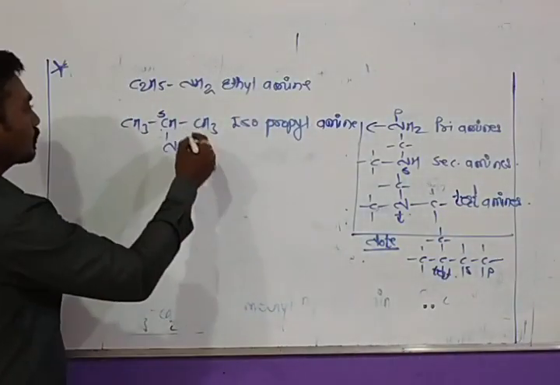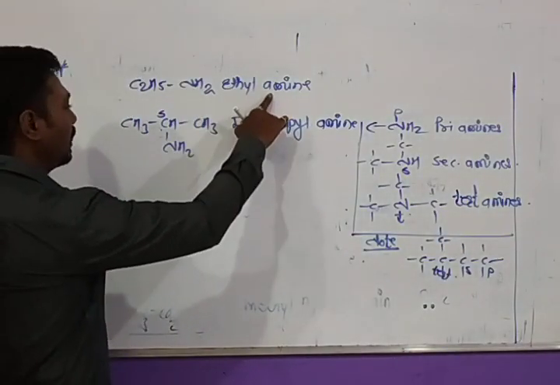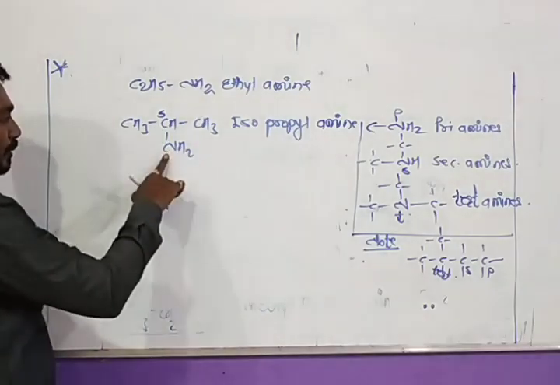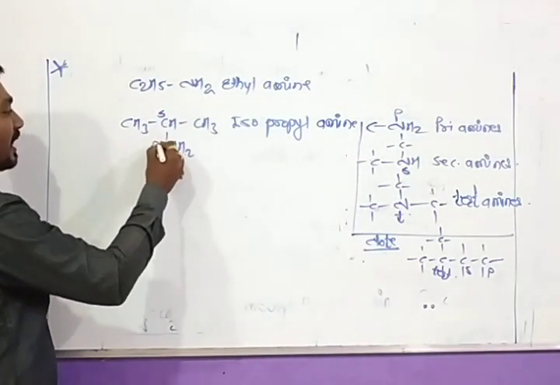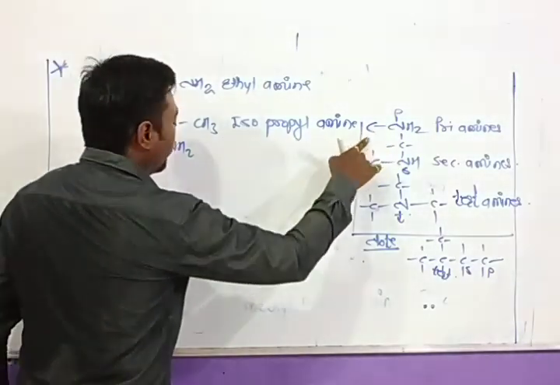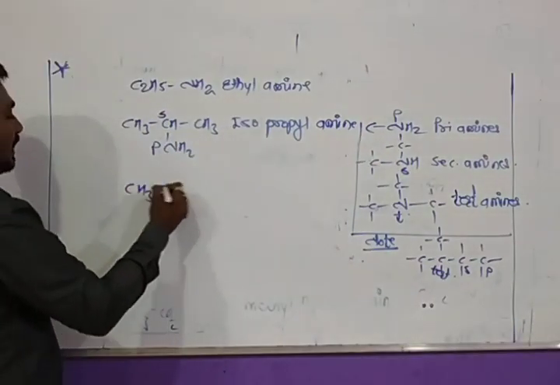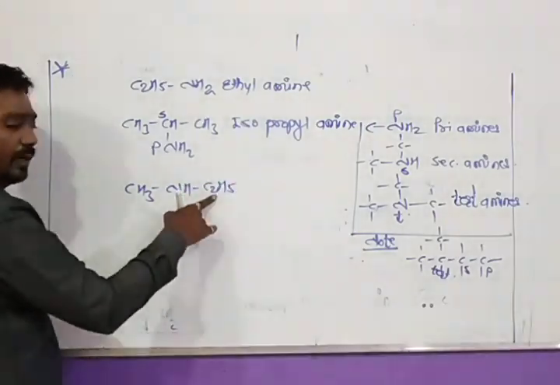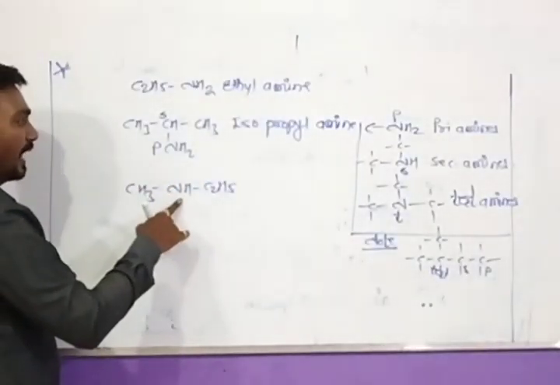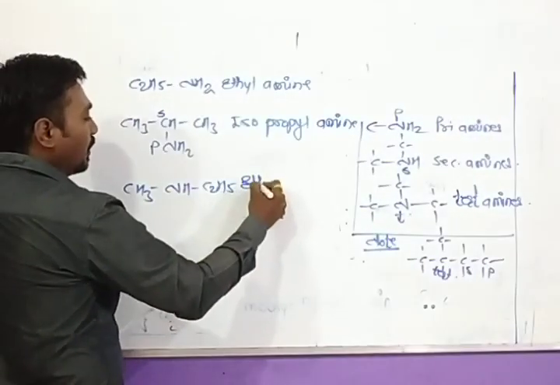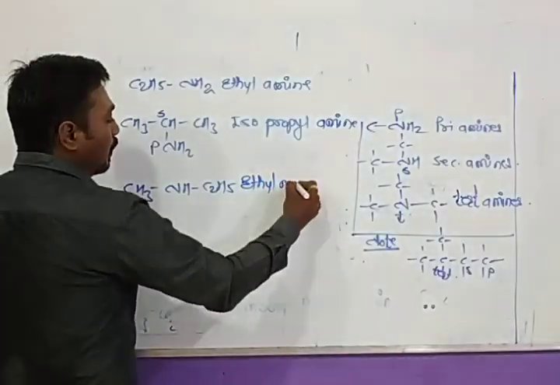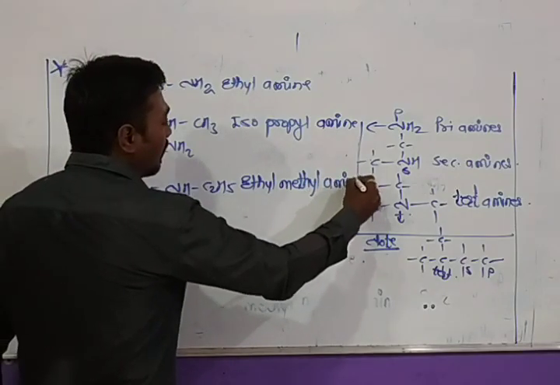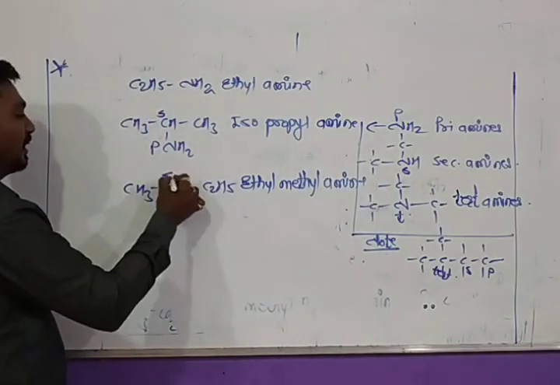Now, this is ethyl amine. It is a primary amine. This is isopropyl amine. The alkyl group is secondary, but the amine is primary. And if we take the example of ethyl methyl amine, alphabetically ethyl, then methyl, then we write amine. In the case of ethyl methyl amine, both the alkyl groups are primary, but the amine is secondary.